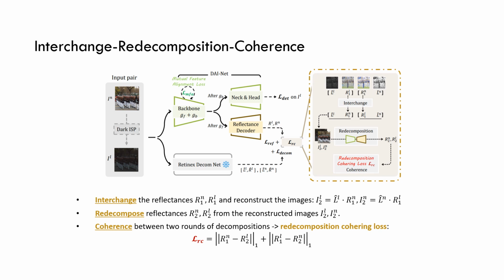It consists of three steps. The first one, we still interchange the reflectances of the two images and try to reconstruct the images. And secondly, we recompose the reconstructed images into the reflectances only using the reflectance decoding branch here. And at last, we require the coherence between the two rounds of decomposition results. And to do so, we propose a recomposition coherence loss to require the consistency between the first round reflectance map prediction and the second round.